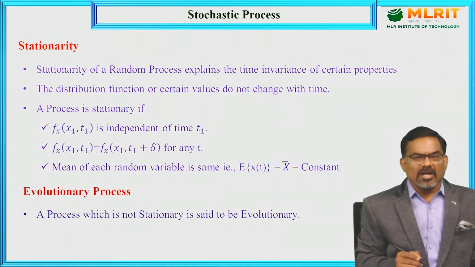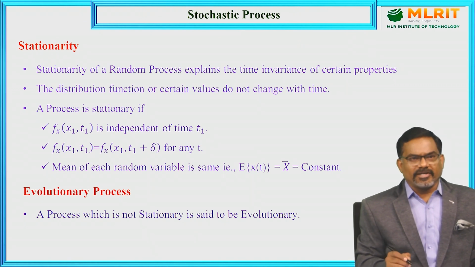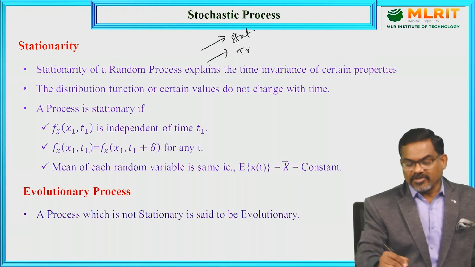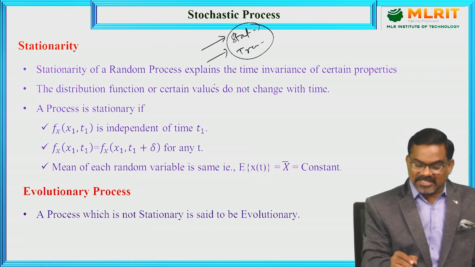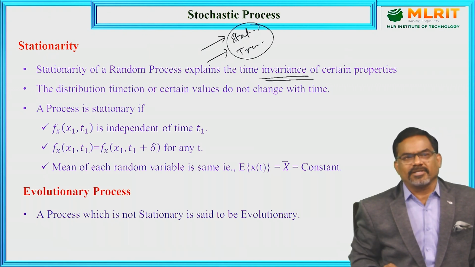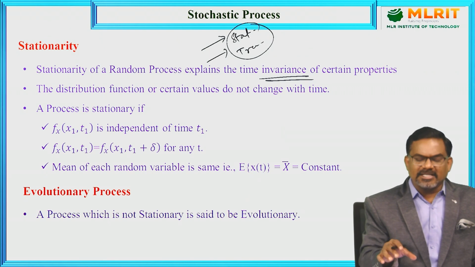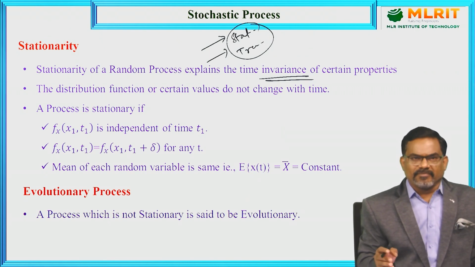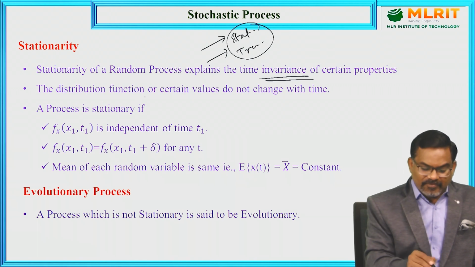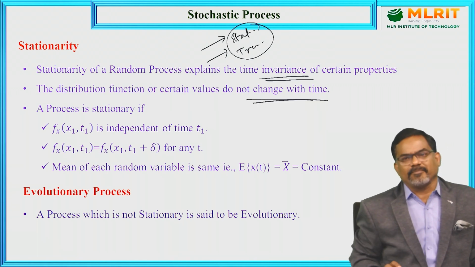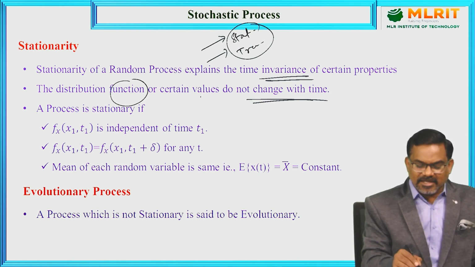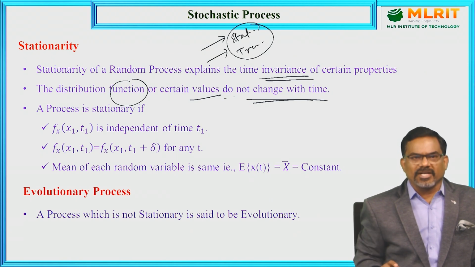And coming to the last topic of today's presentation, stationarity. Here, there are two things in random process. One is the stationarity and the transient one. Stationarity of a random process explains the time invariance of certain properties. So, it deals with the time invariance. That means there is no change in time, then how the process will be. So, in stationarity, the distribution function or else some values do not change with time.